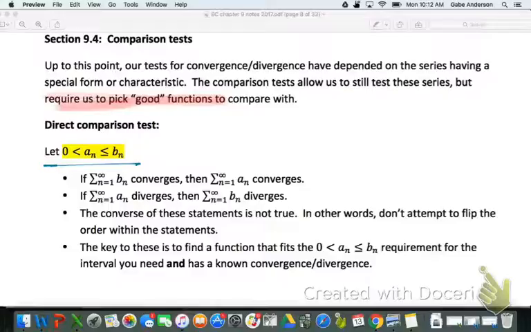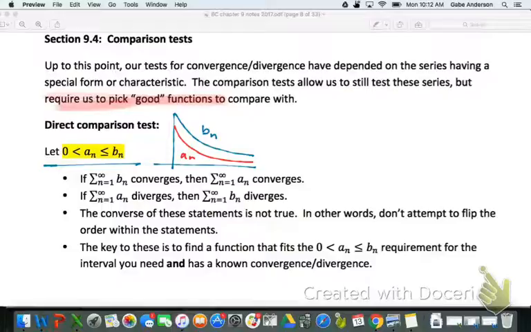So on a graph, I'll just sketch this out here roughly. So I'm going to say b sub n would be up here, and a sub n would be down there somewhere.